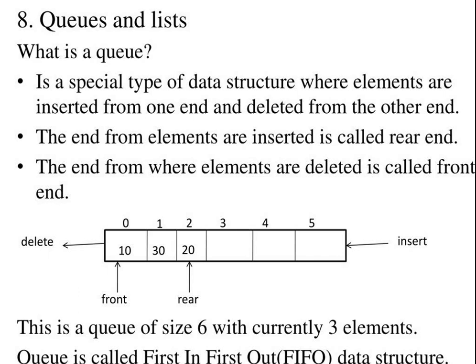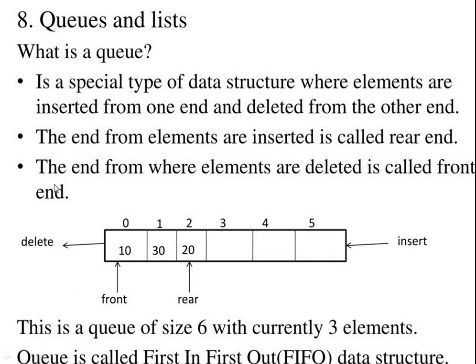Now you can see the definition in brief. It is a special type of data structure where elements are inserted from one end and deleted from another end. The end from which elements are inserted is called the rear end, and the end from where the elements are deleted is called the front end.